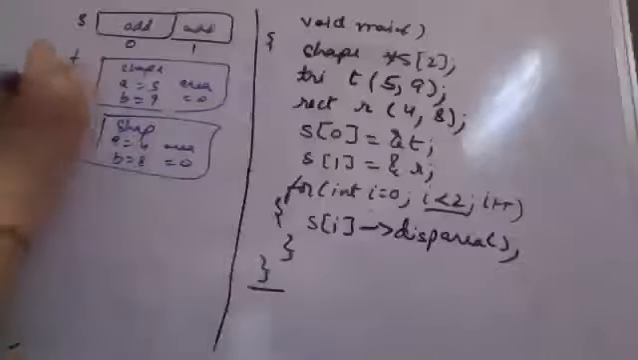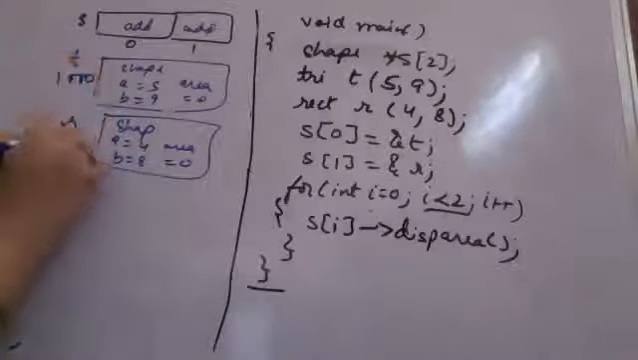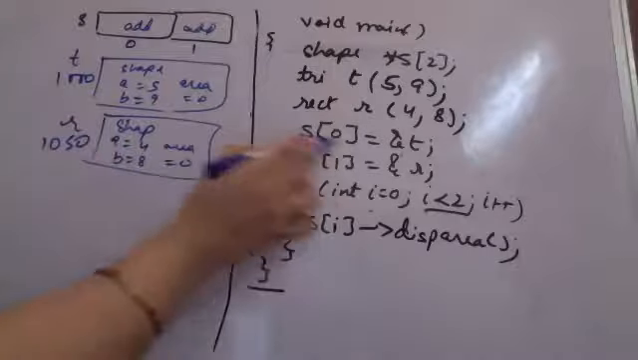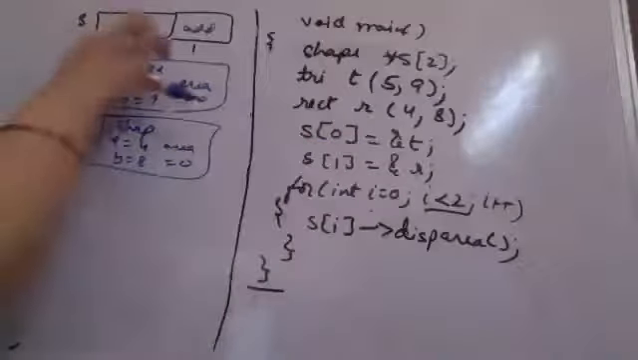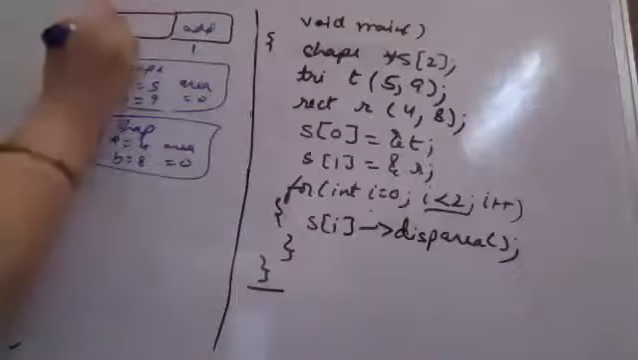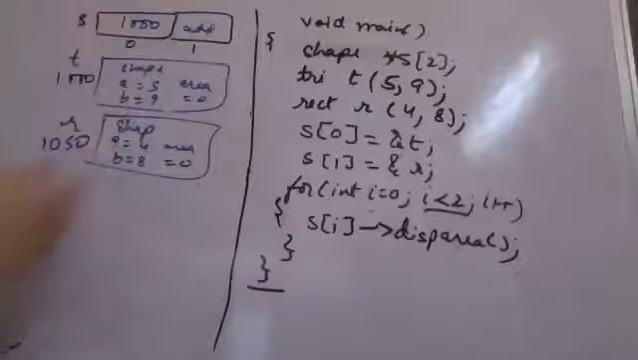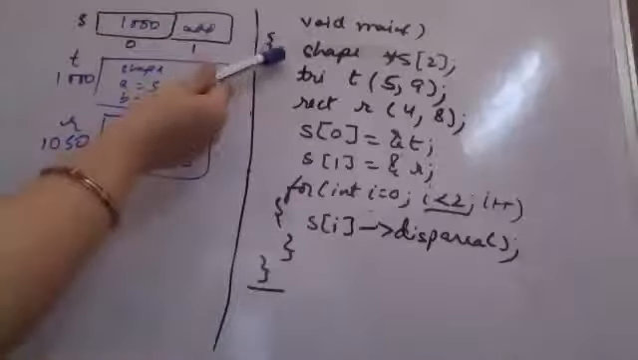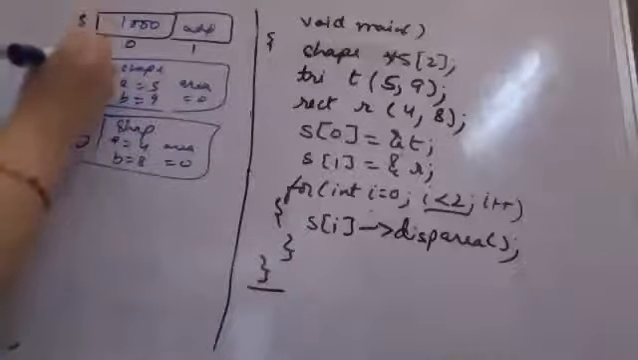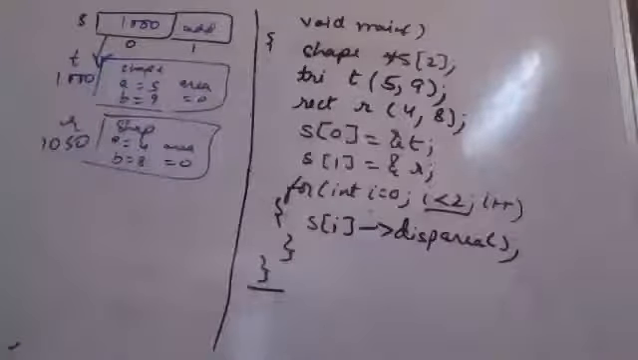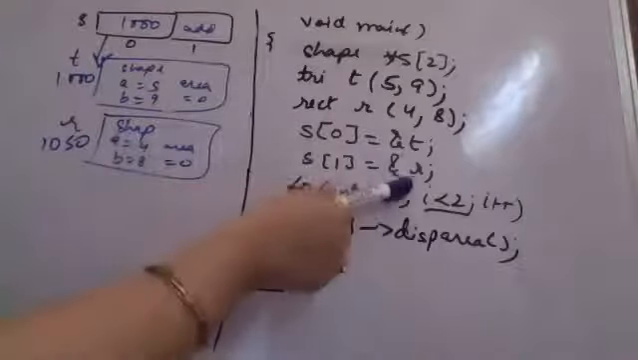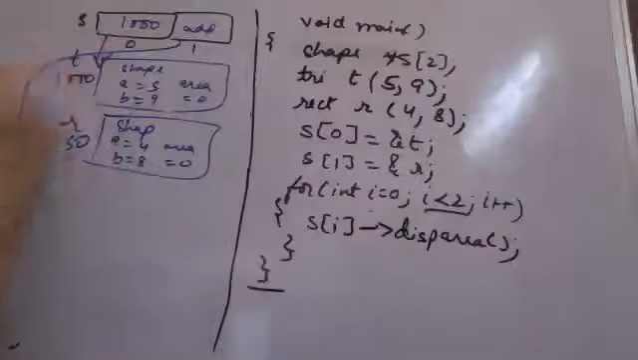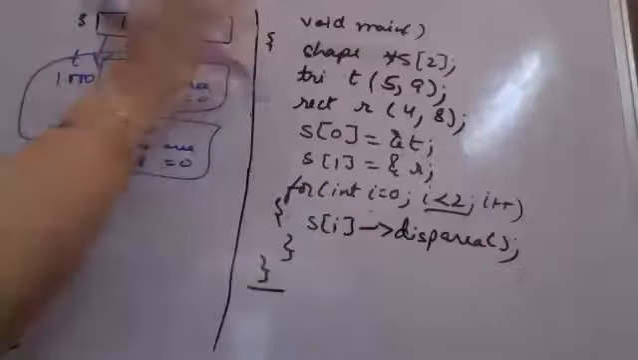Now I am saying this was 1000, this is 1050 supposedly. I am saying S of 0 is having the address of T. So this is pointing to 1000, the derived class. The pointer of the base class can point to the object of the derived class. This is allowed. And I am saying S of 1 is equal to the address of another object, say rectangle.